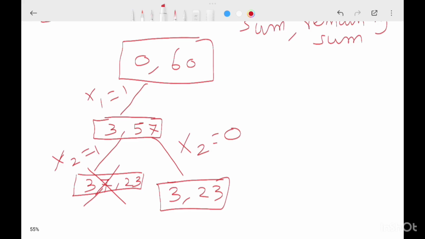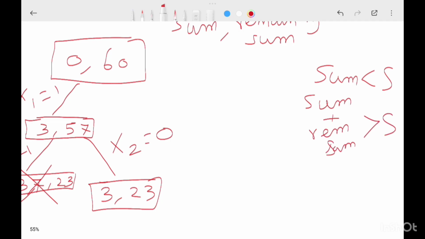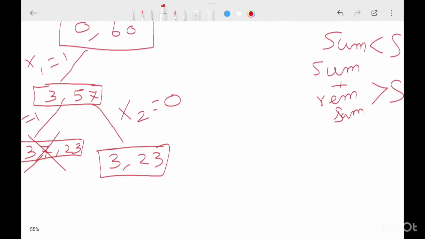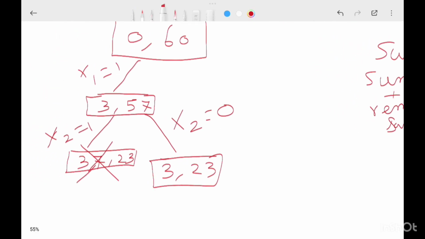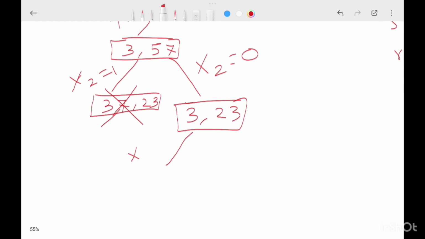So now I am checking both the conditions. That means sum should be less than the target, and sum plus remaining sum should be greater than the target. Here the target is 9. So sum is 3, which is less than 9, and 3 plus 23, 26, is also greater than 9. So this is a feasible solution. From this I am moving to the next possible solution, that is x3 equal to 1. So I am trying including the third element in this subset.